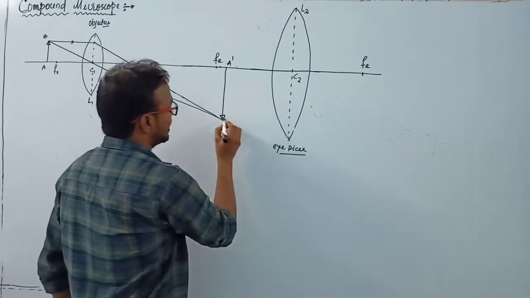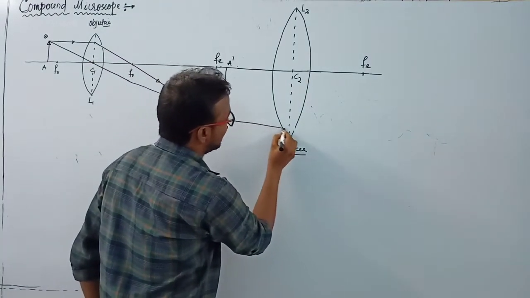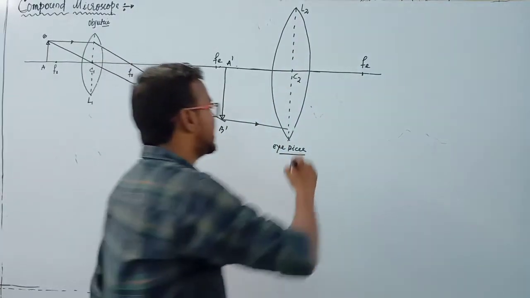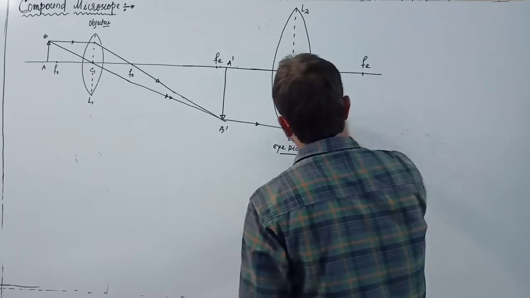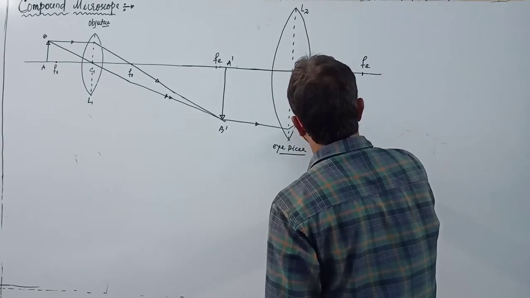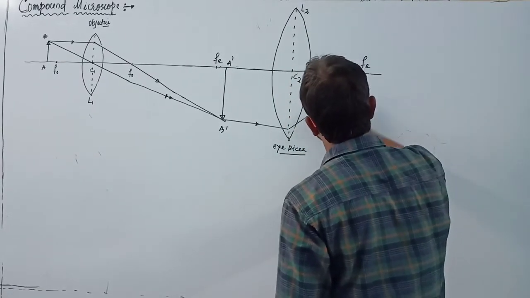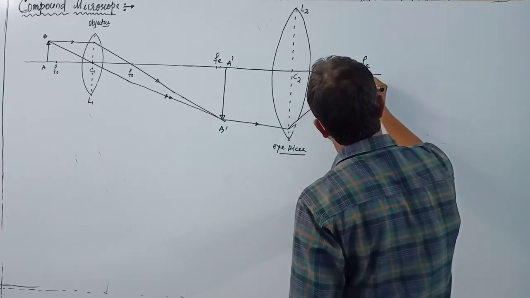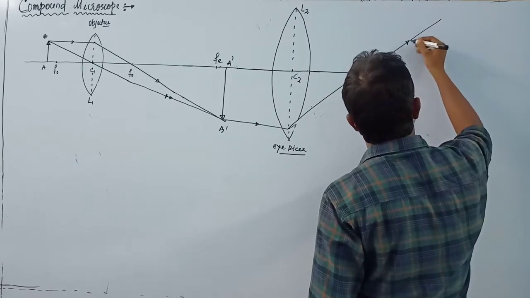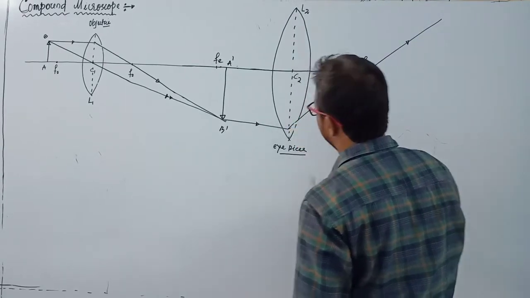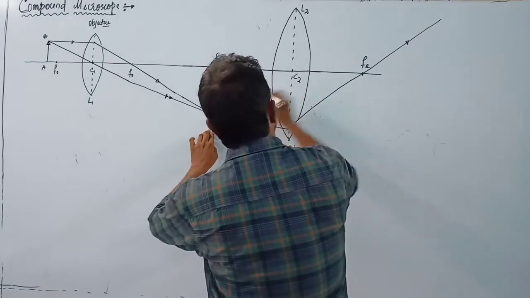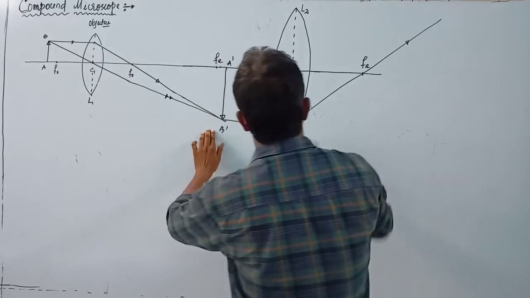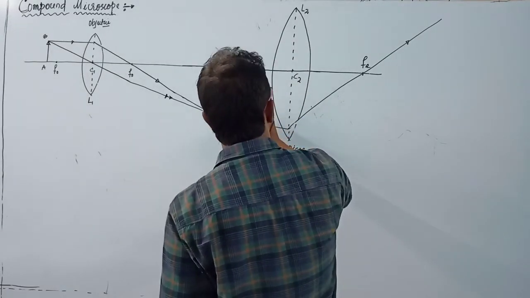Now take two rays. The ray which is parallel to the principal axis, after refraction through the second lens, passes through the focus of the eyepiece. This is the direction. Clear? Now another ray. If a ray passes through the optical center, it travels undeviated. So we can take it here.